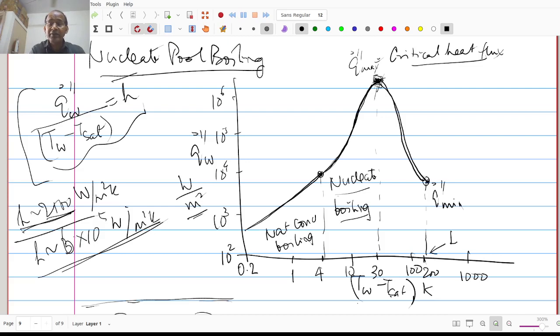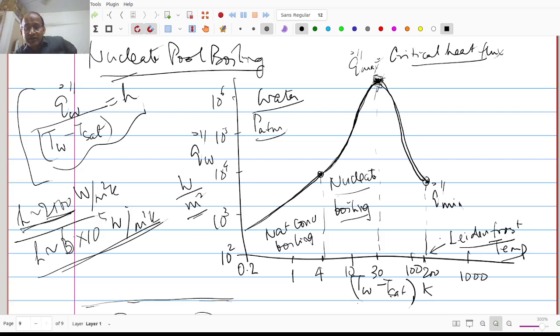The temperature at which the minimum actually happens is typically called the Leidenfrost temperature. And for this plot I am doing it for water at atmospheric pressure. So the value of the Leidenfrost temperature is about 200 degrees Celsius above the saturation temperature. So that is typically what you see.